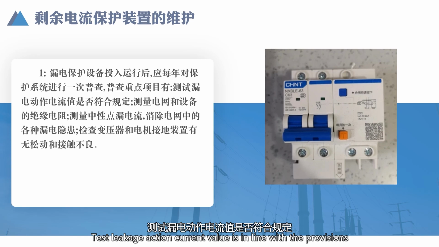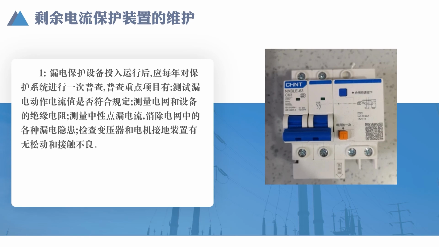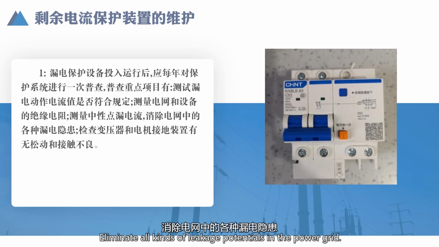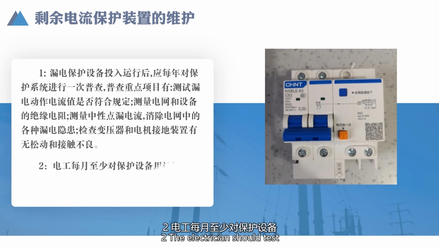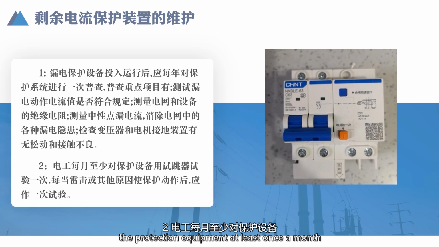Test leakage action current value is in line with the provisions. Measure the insulation resistance of the power grid and equipment. Measure the neutral point leakage current. Eliminate all kinds of leakage potentials in the power grid. Check the transformer and motor grounding devices for looseness and poor contact. The electrician should test the protective equipment at least once a month. Whenever a lightning strike or other reasons, the protective equipment, a test should be carried out.